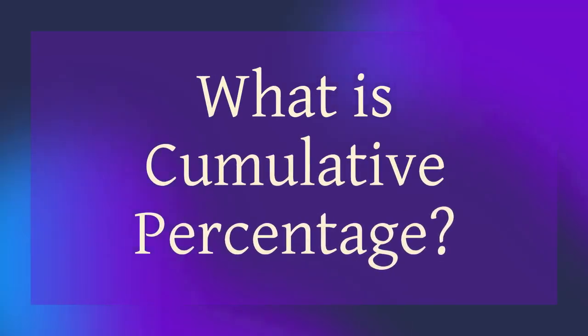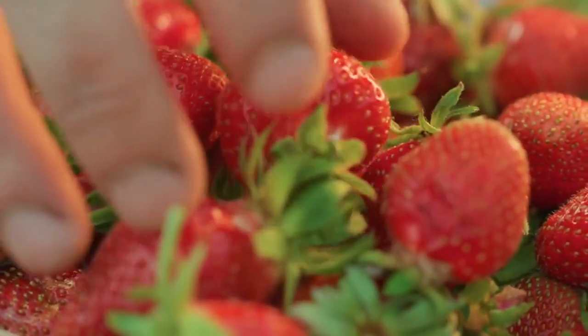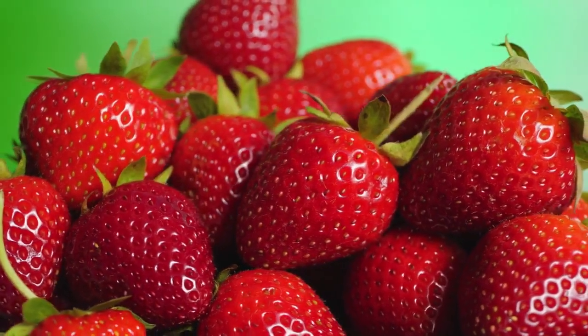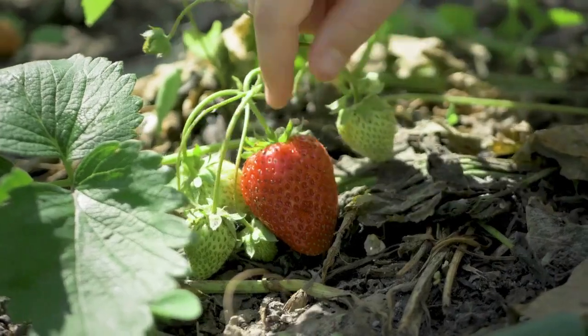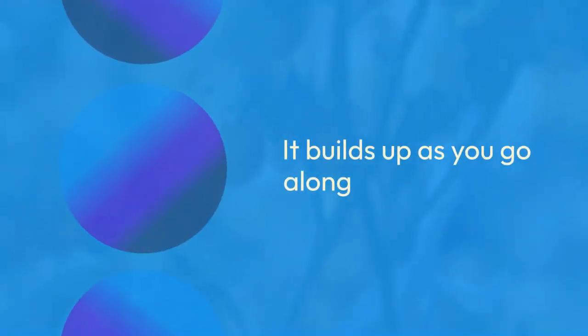So, what exactly is cumulative percentage? Imagine you have a list of items, and each item has its own percentage of a total. The cumulative percentage for any given item is the sum of its own percentage and the percentages of all items that came before it in the list. It builds up as you go along.